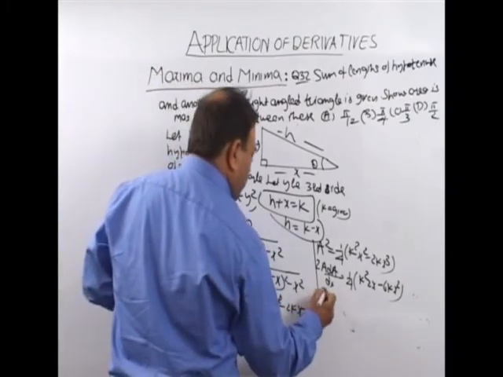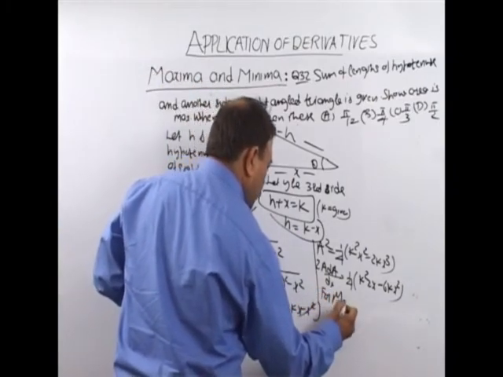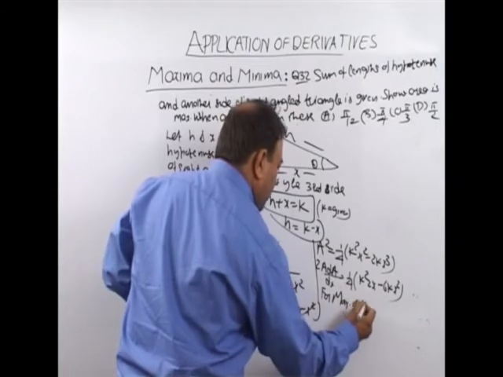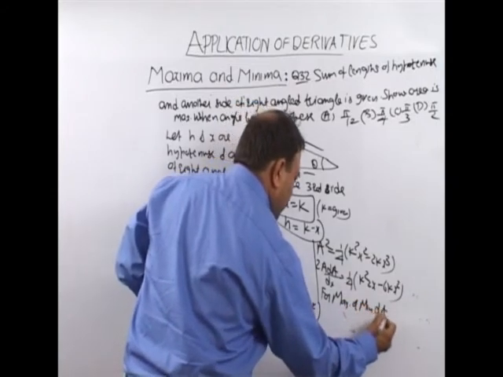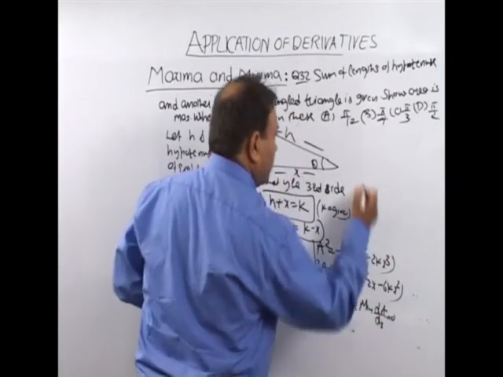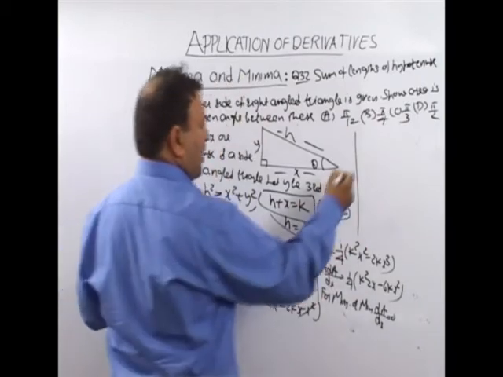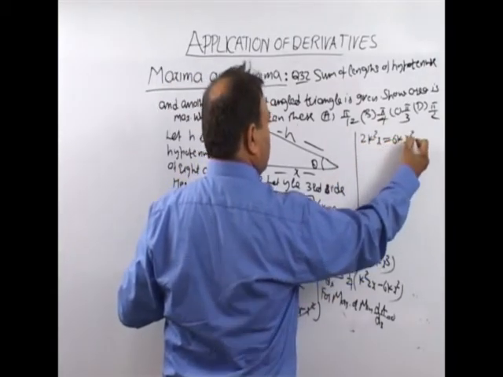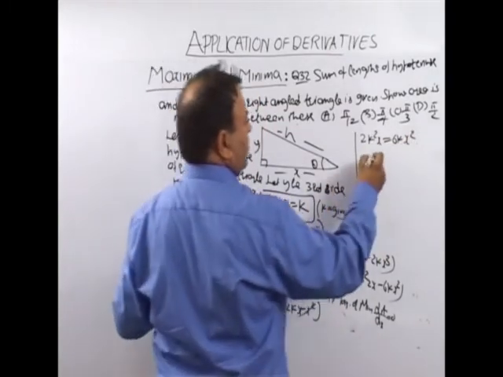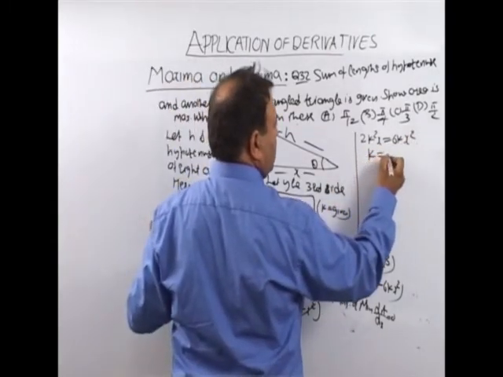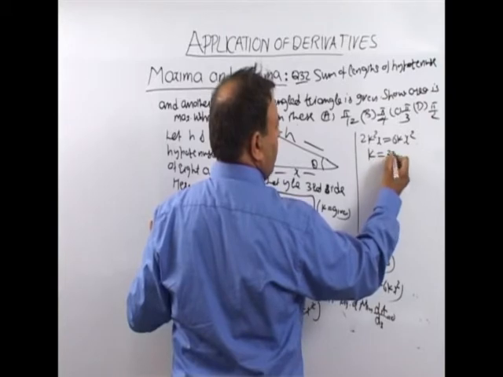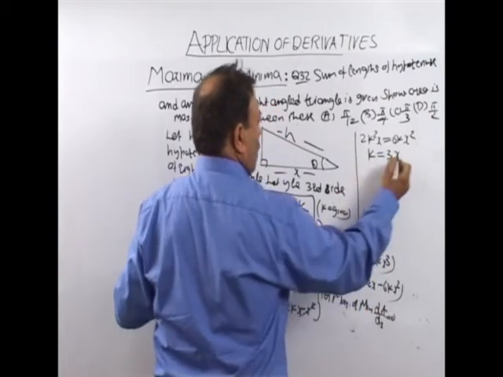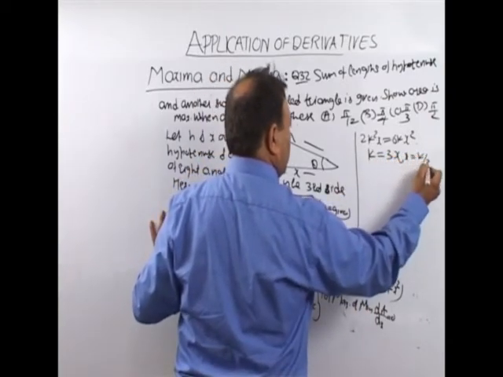For maxima or minima, dA upon dx is equal to 0. It reaches over here, it is 2k square x is equal to 6k x square. This comes out to be k is equal to 3x. Now I can say x is equal to k by 3.